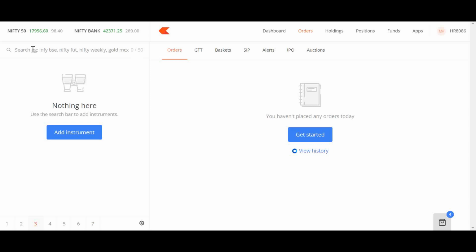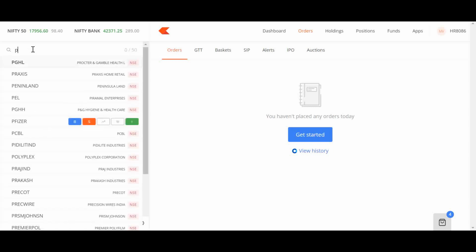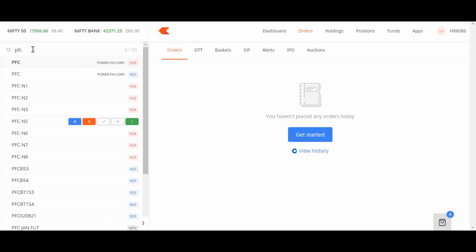To add it, you have to type the stock's name. So my first stock is PFC. I'm going to type PFC here. PFC is nothing but Power Finance Corporation. So add it. You'll be seeing some other options like this. These are representative of the derivative and some other components of the same stocks, but for the investment you have to definitely add these things.